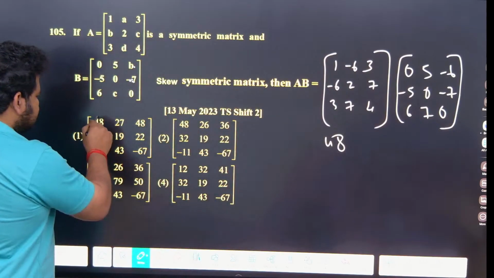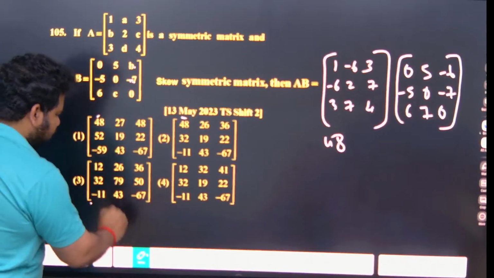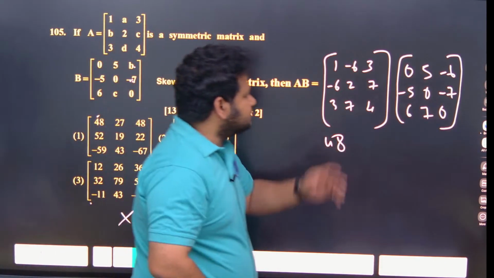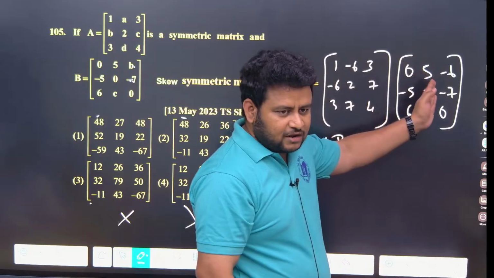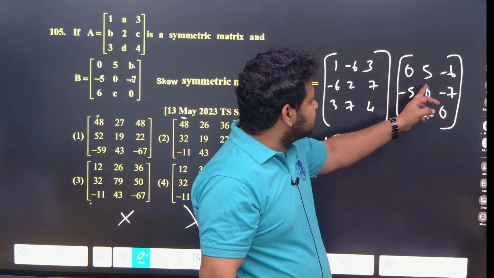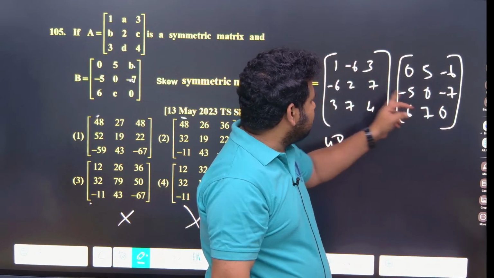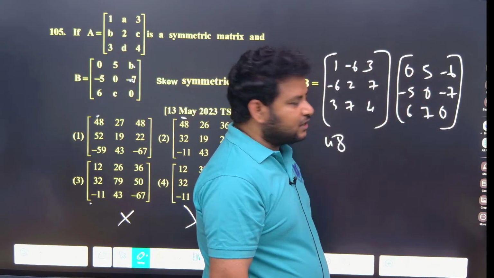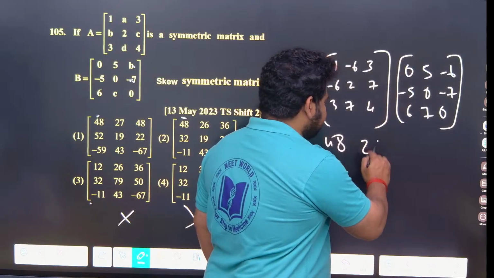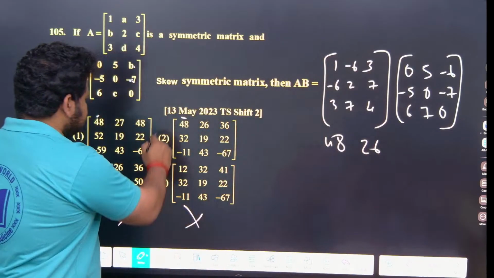What are the options? This option and this option. Now these two options are removed. Now let us go to the second element. Second element means first row, second column. Correct? 1 into 5 is 5, minus 6 into 0 is 0. 3 into 7 is 21. 21 plus 5 is 26. We have to get 48, 26. 48, 26 is only in the second option.